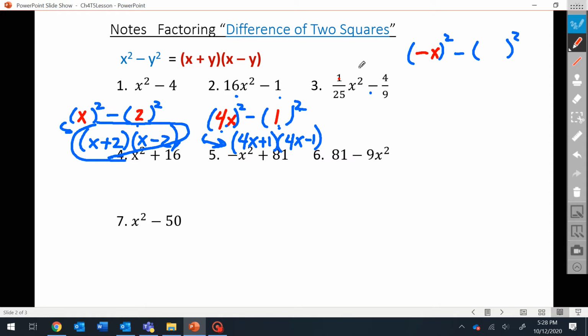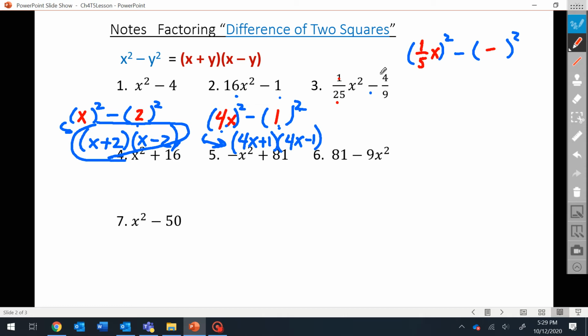So what do we raise to the second power to get 1? We raise 1 to the second power because 1 squared is 1. And what about the denominator, 25? What's the square root of 25? It's 5.